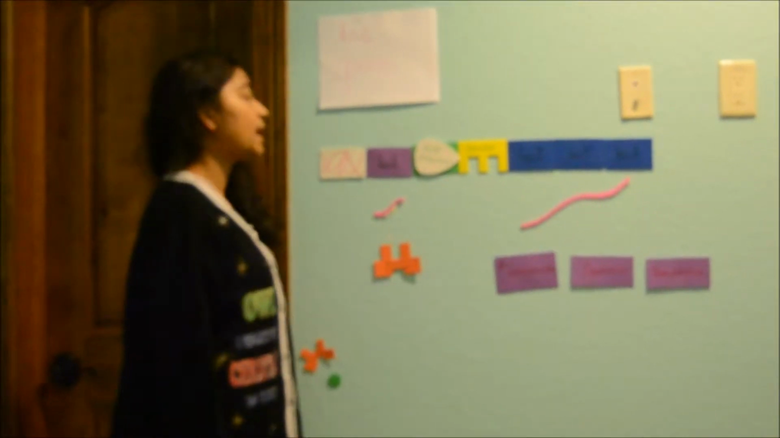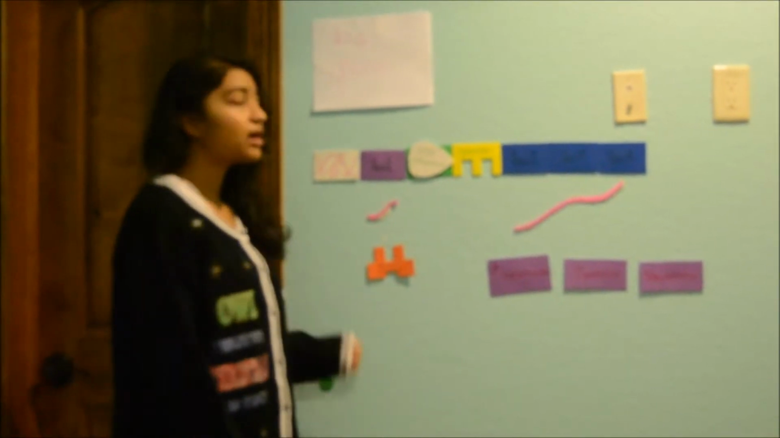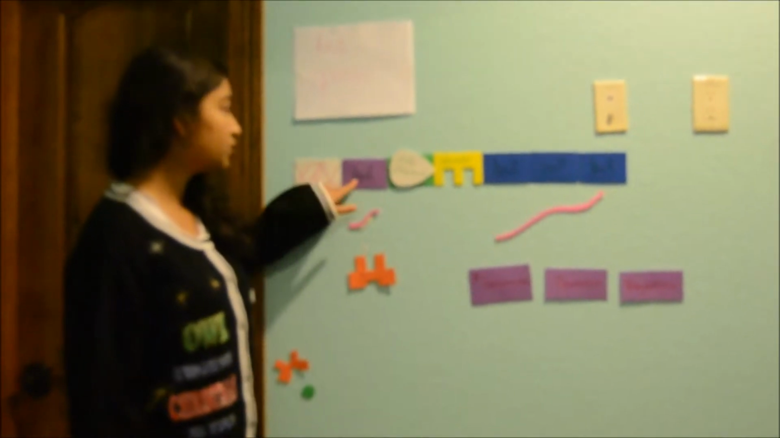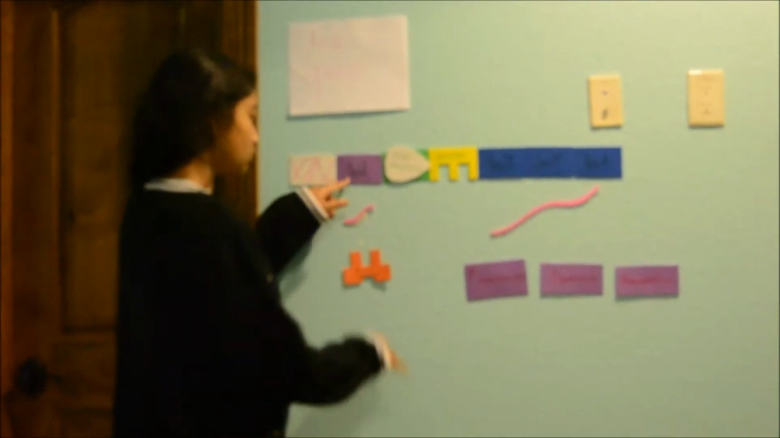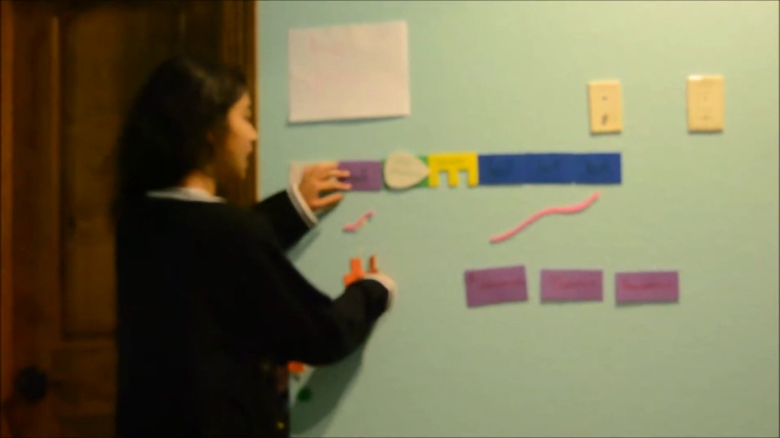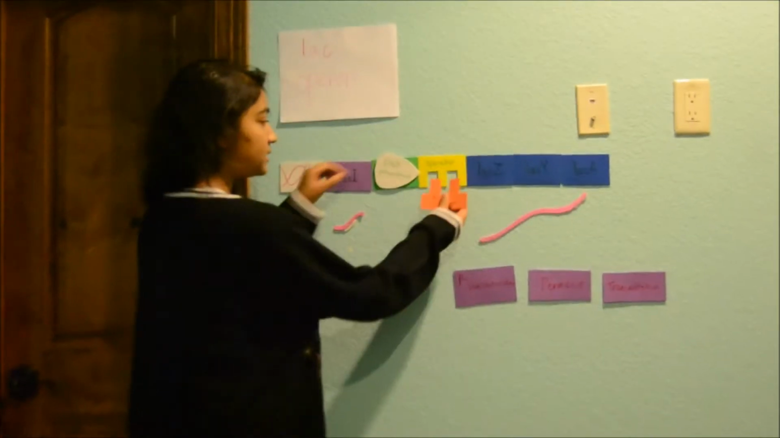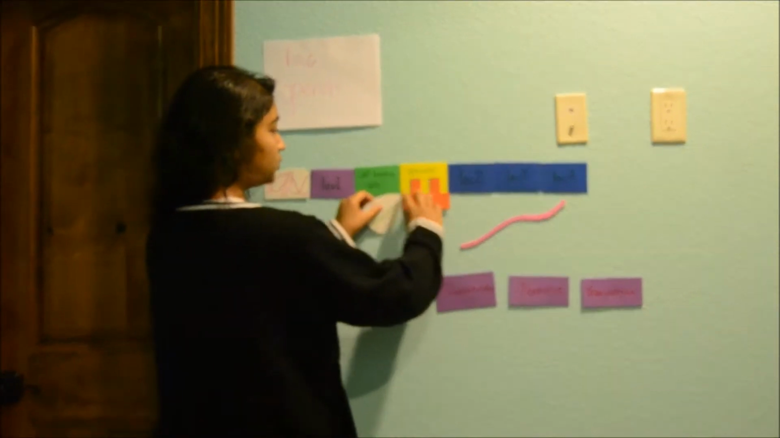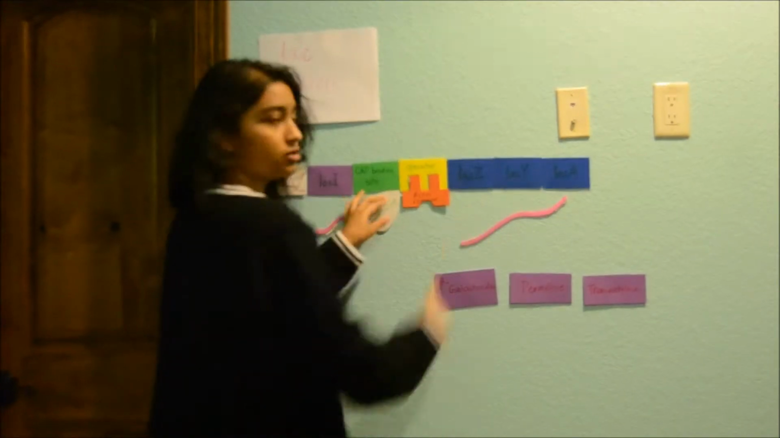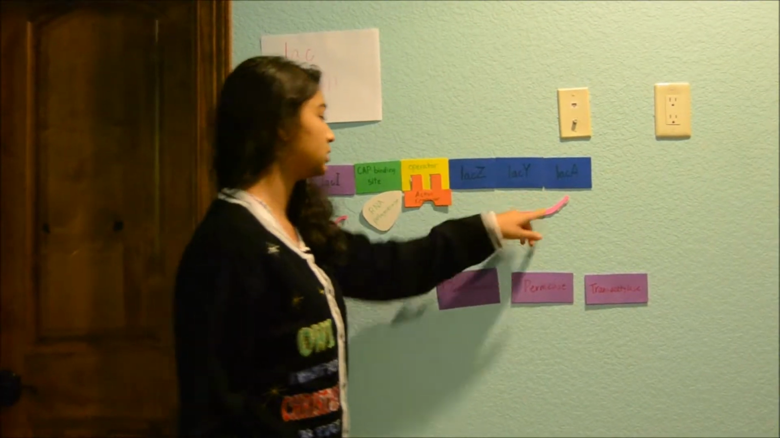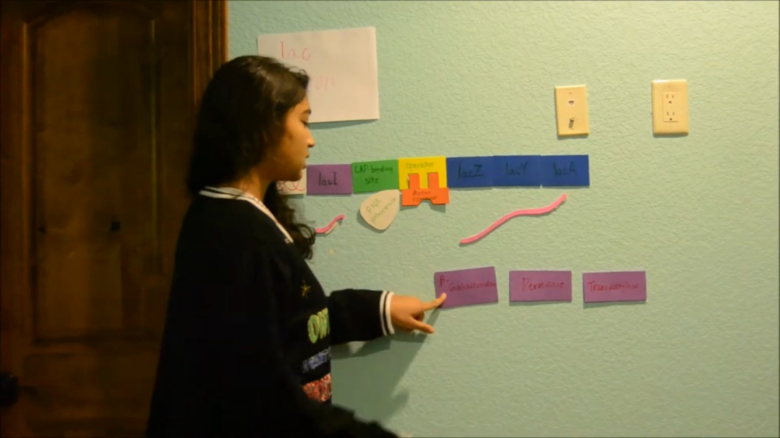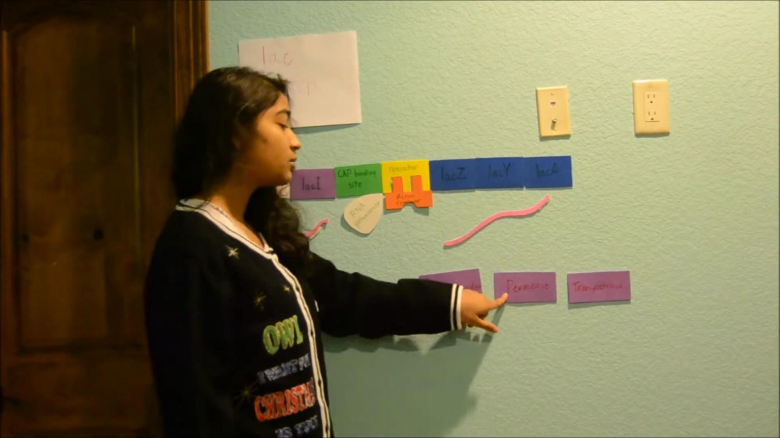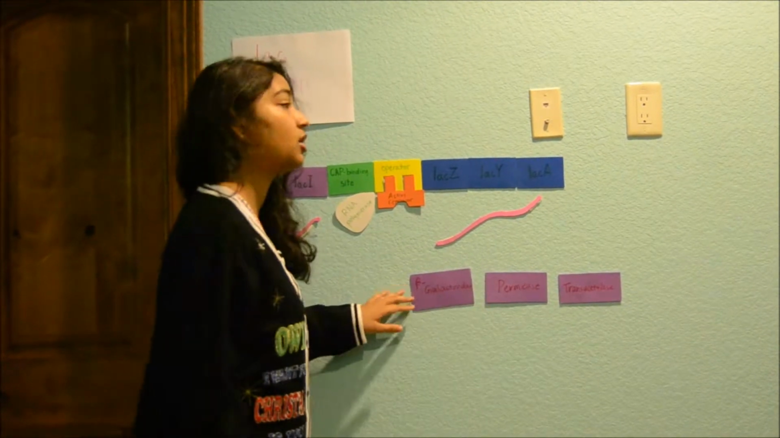Now I'll be presenting the LAC operon. A LAC operon is an inducible operon. So in its normal state, the regulatory gene LAC1 will produce an active repressor which binds to the operator and doesn't allow the RNA polymerase to continue transcribing all of the genes. This means that beta-galactosidase, permease, and transacetylase are not produced.